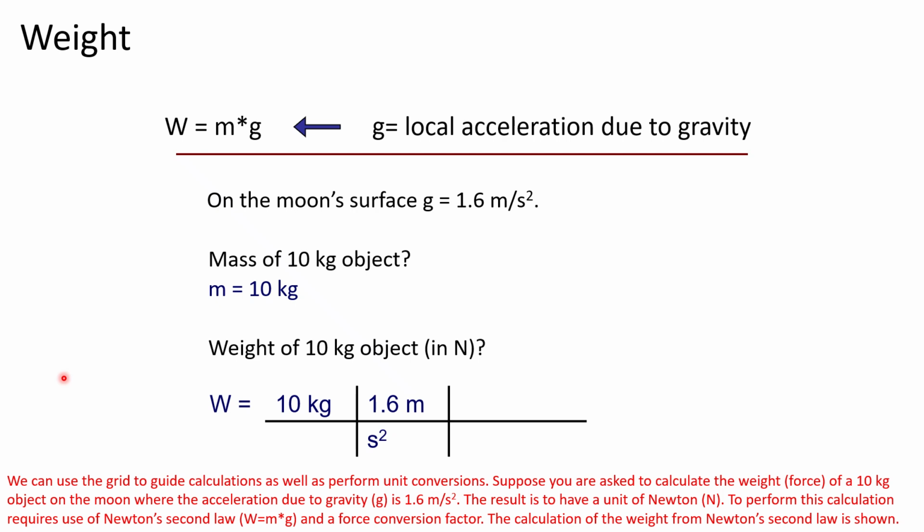We can use the grid to guide calculations as well as perform unit conversions. Suppose you are asked to calculate the weight, or force, of a 10 kilogram object on the moon, where the acceleration due to gravity, g, is 1.6 meters per second squared. The result is to have a unit of Newton. To perform this calculation requires use of Newton's second law. Weight is equal to mass times acceleration due to gravity, and a force conversion factor. The calculation of the weight from Newton's second law is shown.